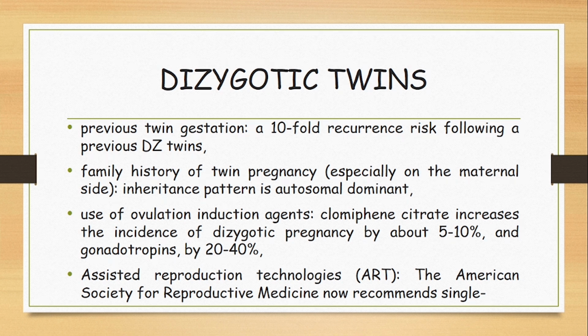Again, use of ovulation induction agents. Clomiphene citrate increases the incidence of dizygotic twins by about 5 to 10%. And gonadotrophins, human menopausal gonadotrophins and human chorionic gonadotrophins, increase the incidence of dizygotic twins by 20 to 40%. As I said earlier, the rising use of various assisted reproductive technologies has been shown to increase the dizygotic twin rates.